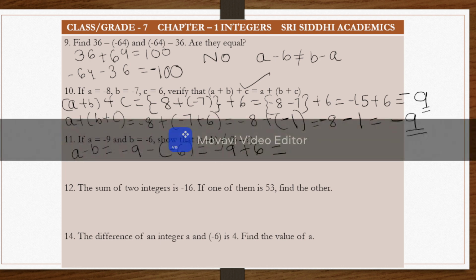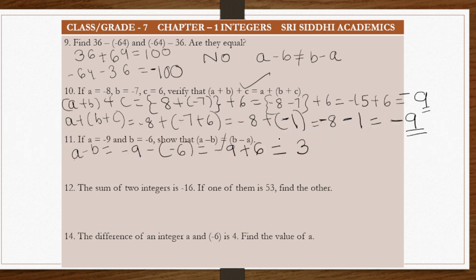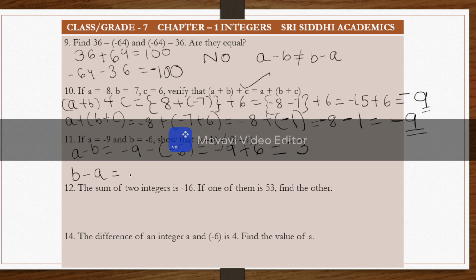So minus 9 plus 6. It will be subtraction because two different sign integers. So it will be 3 if you subtract, and bigger value is 9. So that sign will come in the answer. It will be minus 3. Now let's do B minus A. B minus A will be minus 6 minus of minus 9.